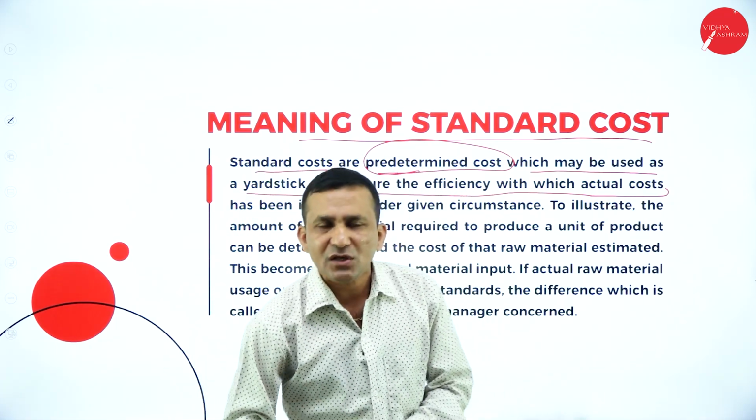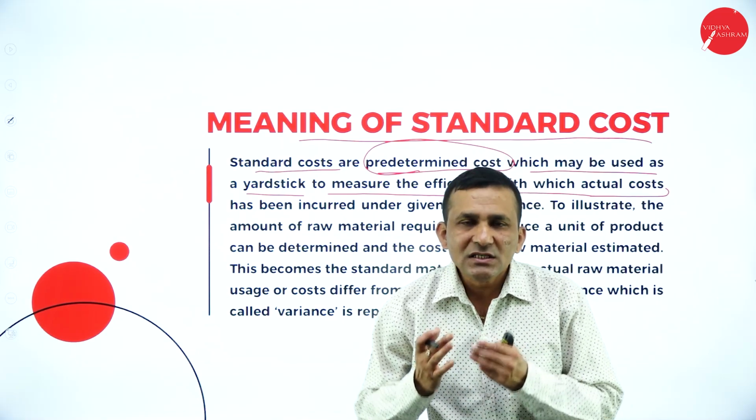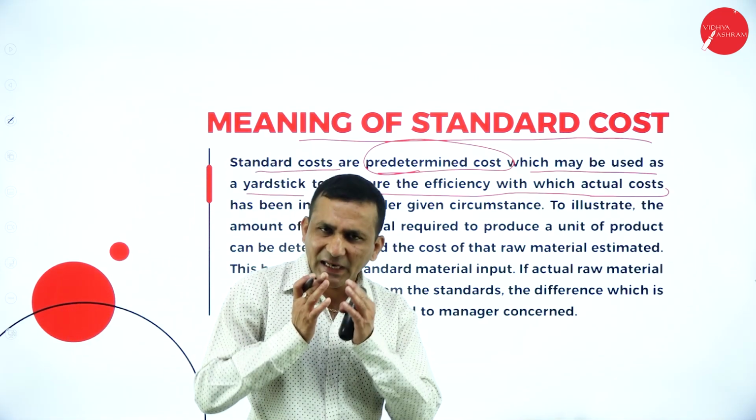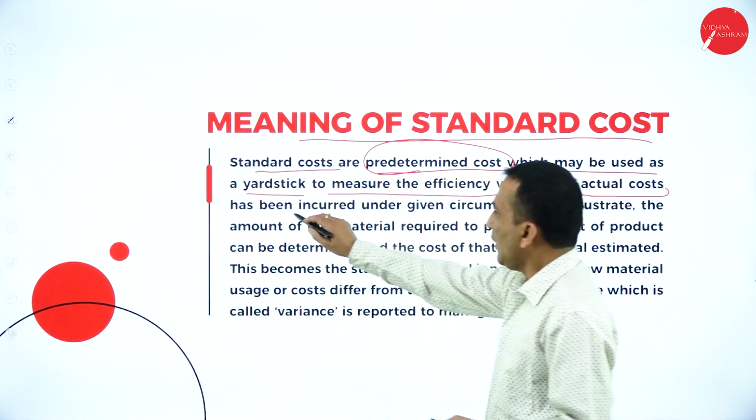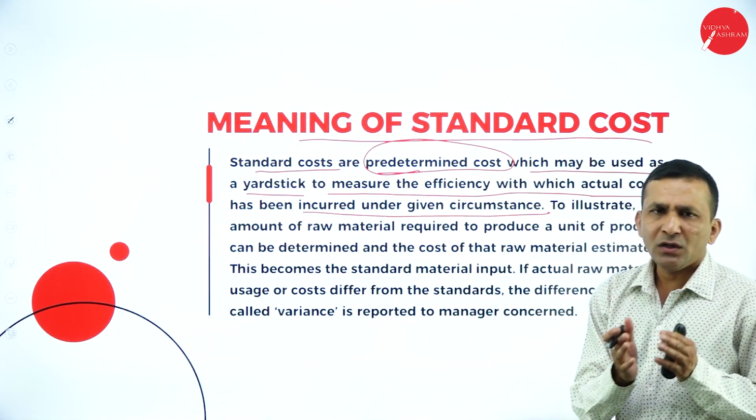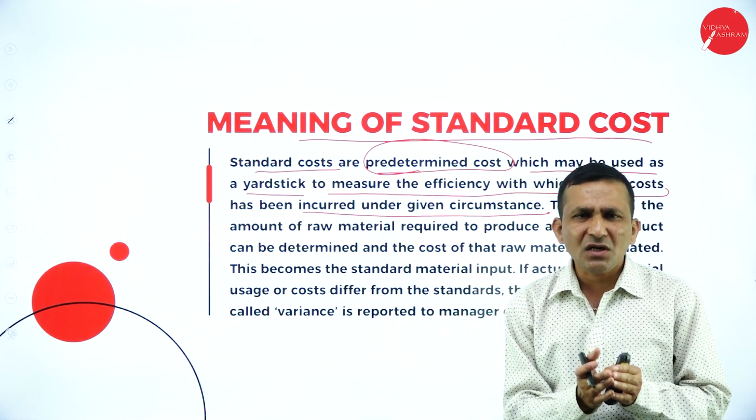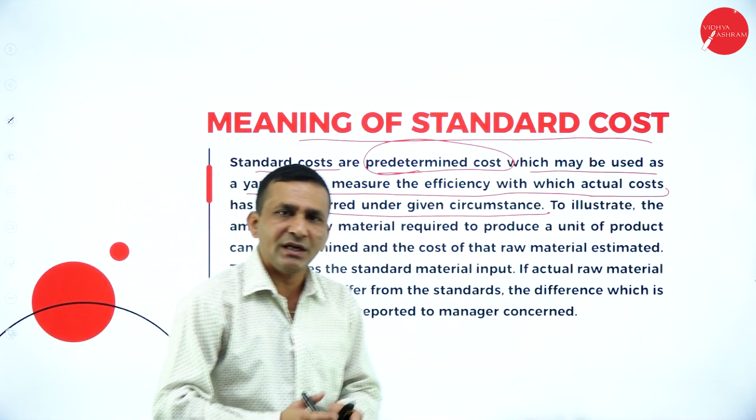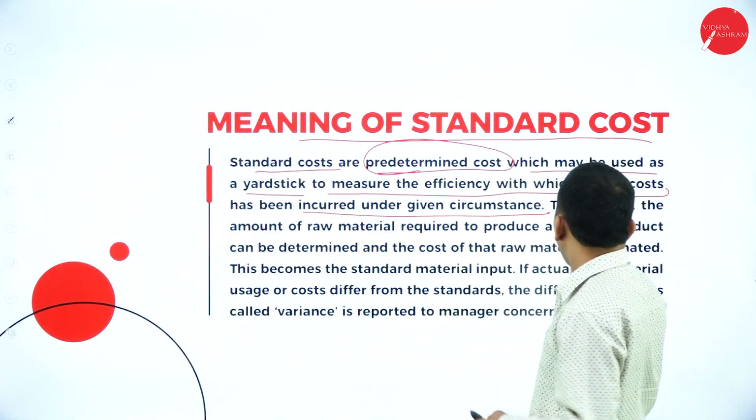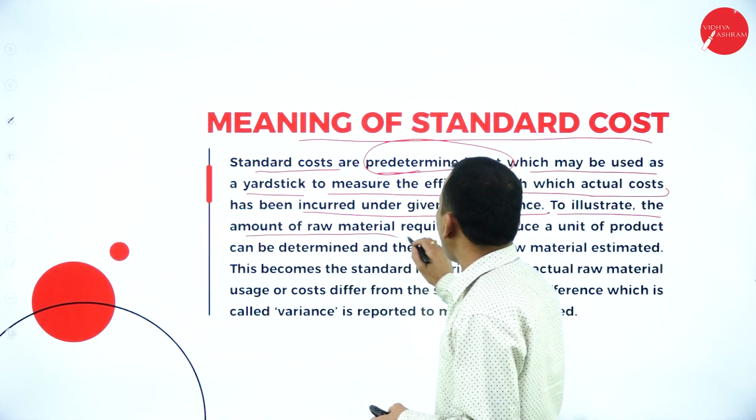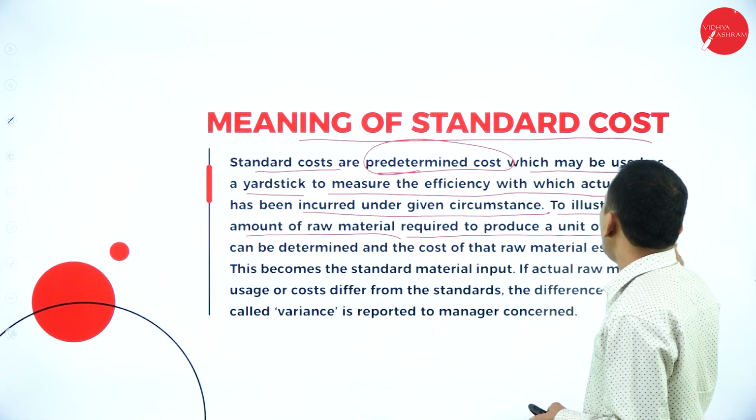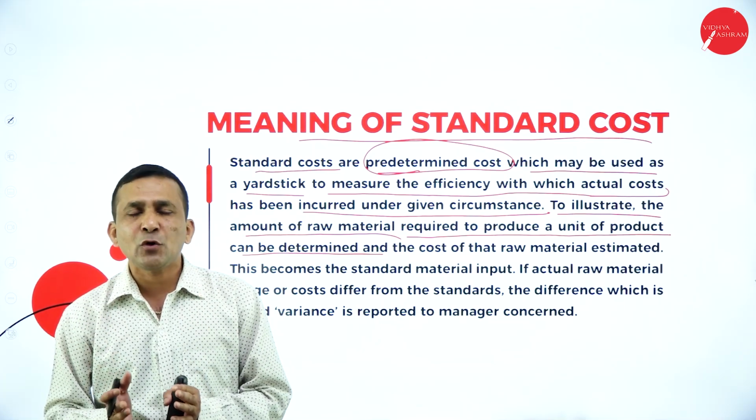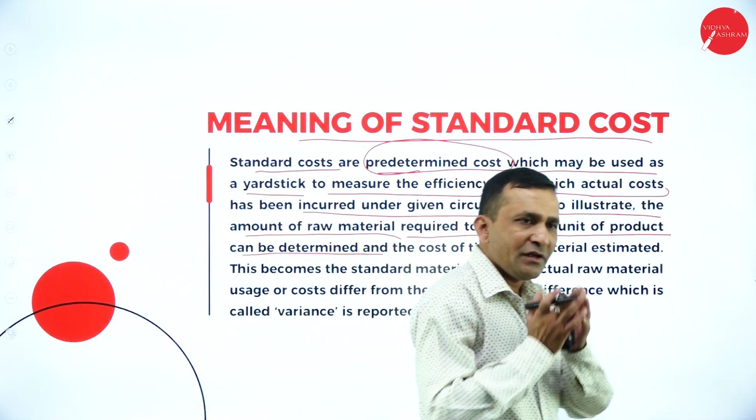For example, the 8 hours you are allotting for the workers to complete the specific task, that is the standard hours. How many products they want to produce? Again, setting the standard is very important here. Cost has been incurred under given circumstances, because each major cost has a standard: the standard related to material, to labor, and to overheads. To illustrate, the amount of raw material required to produce a unit of a product can be determined, because a standardized product means a similar product.